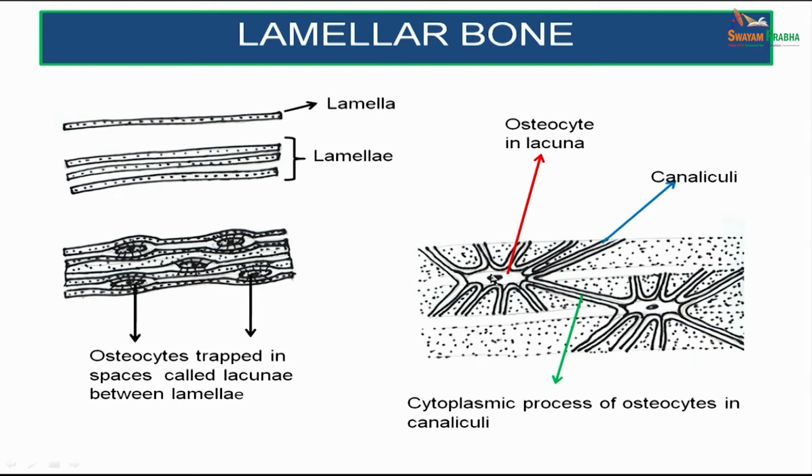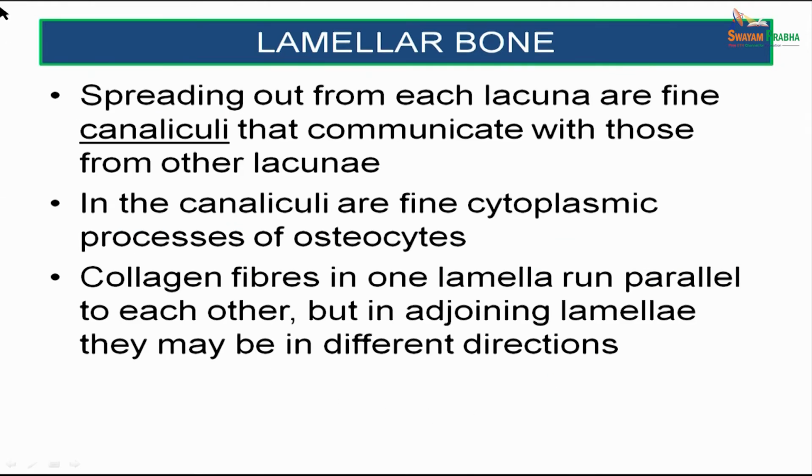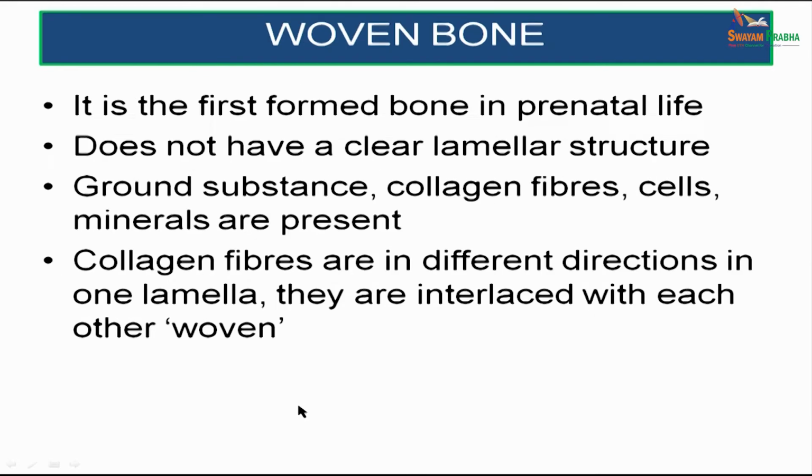Very clearly we can see passing outwards from the osteocyte are thin processes called as cytoplasmic processes, and these processes are present within spaces called as canaliculi. So, we have a lacuna with canaliculi, and inside it we have the osteocyte with cytoplasmic processes. So, spreading out from each lacuna are fine canaliculi that communicate with canaliculi from other lacunae. Inside the canaliculi are fine cytoplasmic processes of osteocytes. The collagen fibers in one lamella run parallel to each other, but in adjoining lamella they may be in different directions.